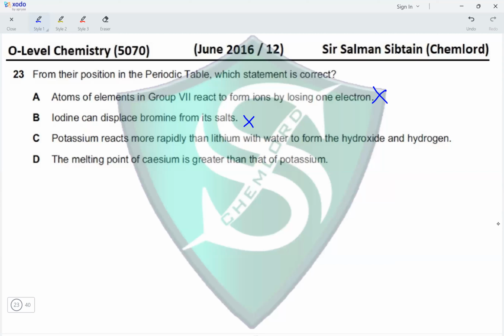Potassium reacts more rapidly than lithium with water to form the hydroxide and hydrogen. Yes, potassium is a group 1 metal and reactivity of group 1 metals increases down the group. The melting point of cesium is greater than that of potassium. The melting point decreases down the group. Cesium is below potassium in group 1. So cesium will have a lower melting point than potassium. Therefore, the correct option for this question is option C.